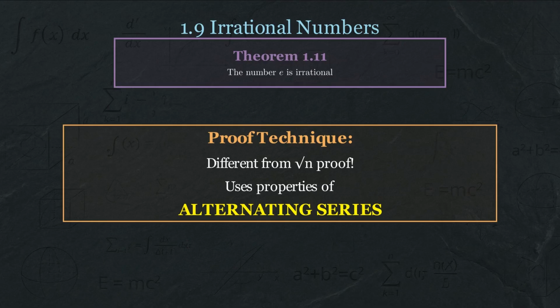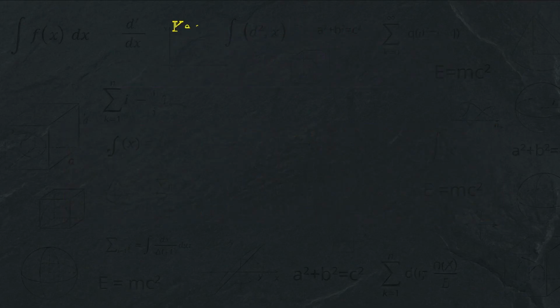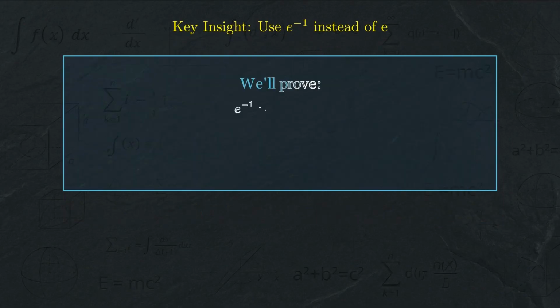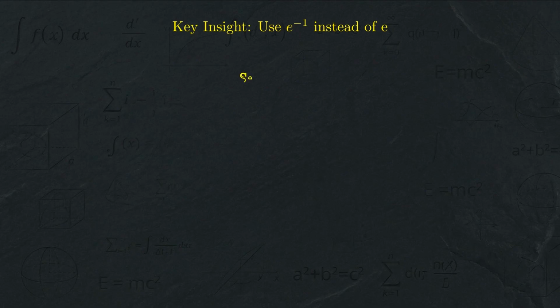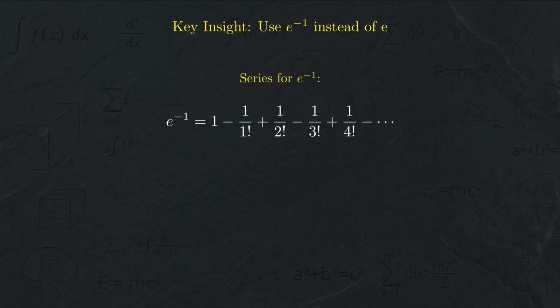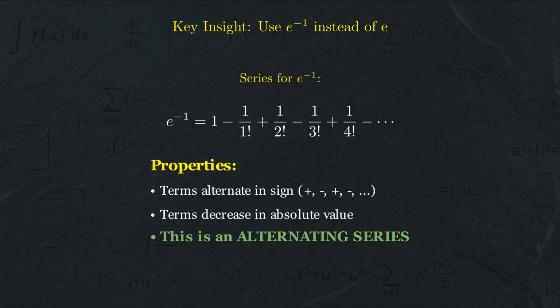Understanding alternating series. Here's the key insight. We'll prove that e to the negative 1 is irrational. Since e to the negative 1 equals 1 over e, this automatically proves e is irrational too. The series for e to the negative 1 is an alternating series: 1 minus 1 over 1 factorial plus 1 over 2 factorial minus 1 over 3 factorial, and so on. The terms alternate in sign and decrease steadily in absolute value.